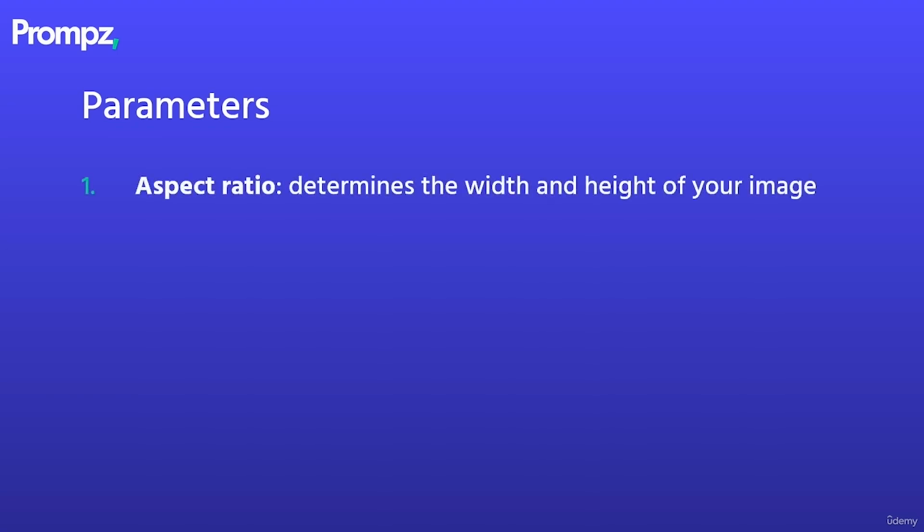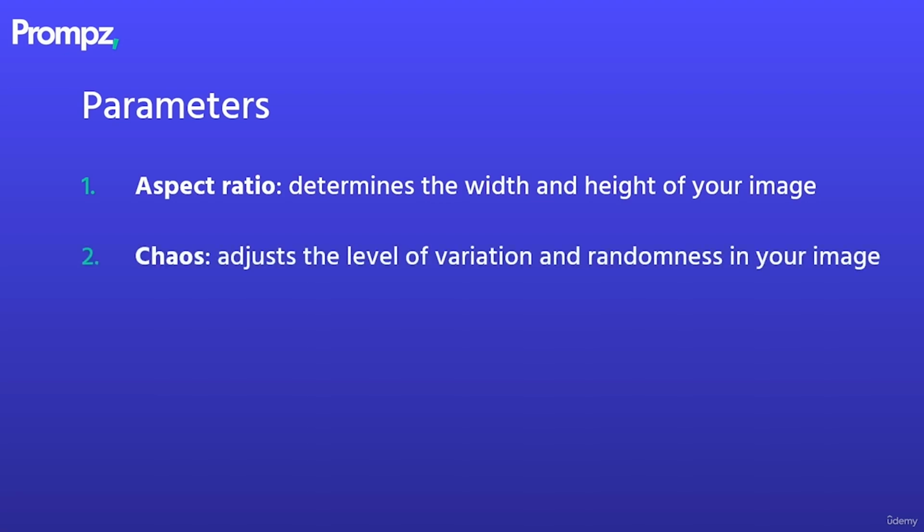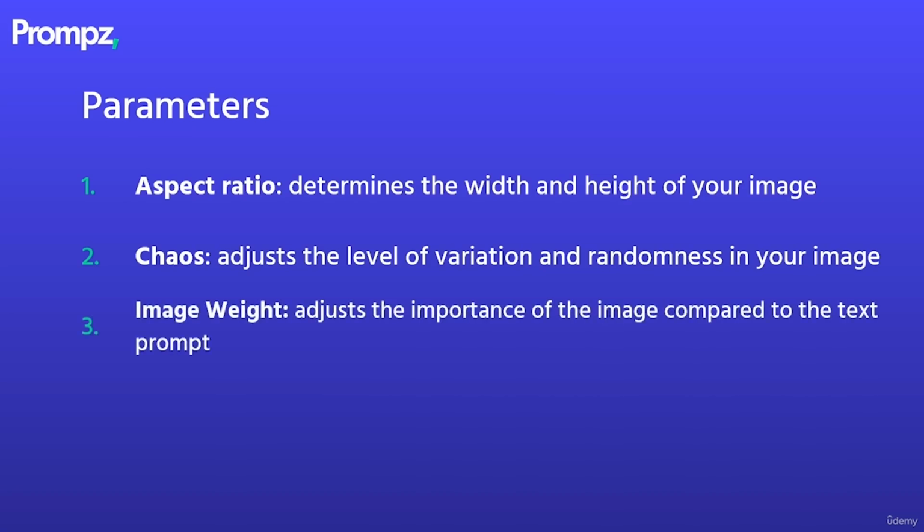In order to fully leverage the capabilities of Midjourney and customize the way you generate images, it's important to make use of parameters. Think of parameters as extra settings you can adjust in your prompt to alter the outcome of your image generation. These parameters have the power to influence various facets of your image. Such as aspect ratio determines the width and height of your image. Chaos adjusts the level of variation and randomness in your image. Image weight adjusts the importance of the image compared to the text prompt.